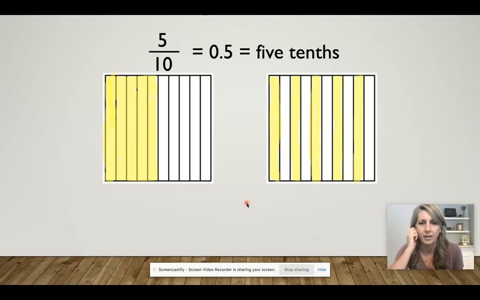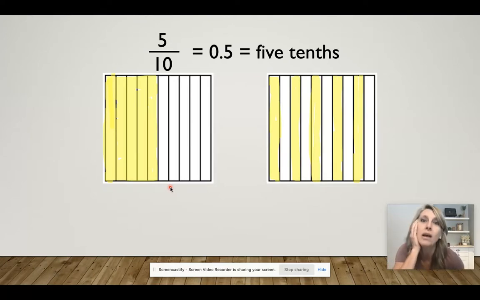Okay, this is what you might have shaded in. You might have shaded 5 in a row. That works. That is 5/10. Or maybe you split it up and you had 5/10 like this. It really doesn't matter. You could have done 3 of them and then the other 2 over there. As long as the amount represented is 5/10, then you have it.